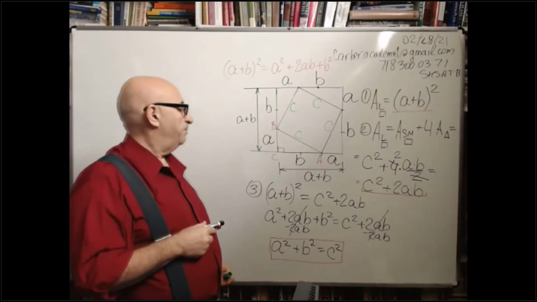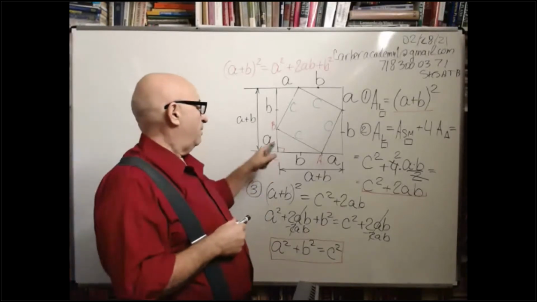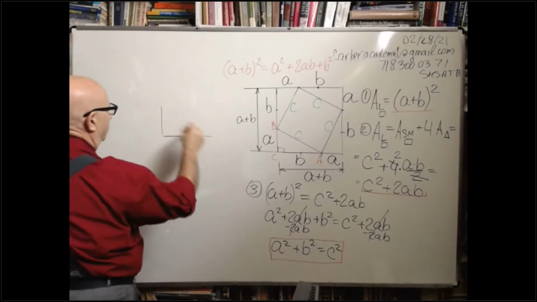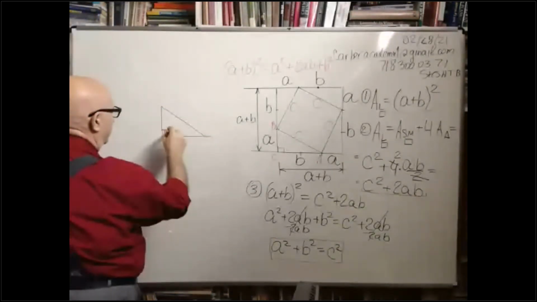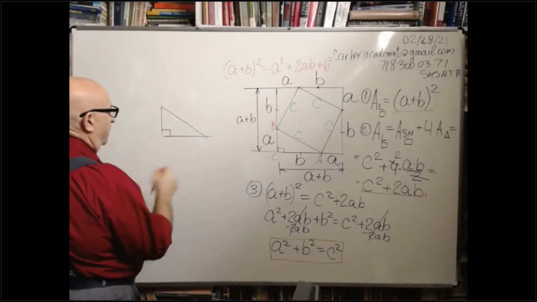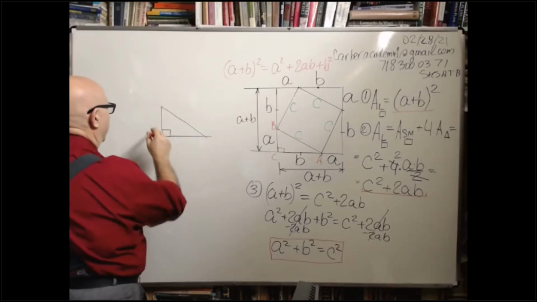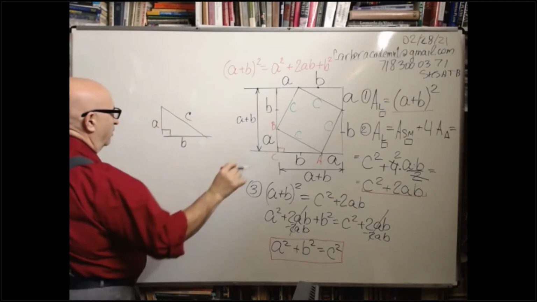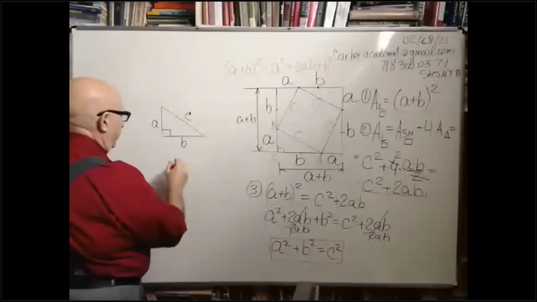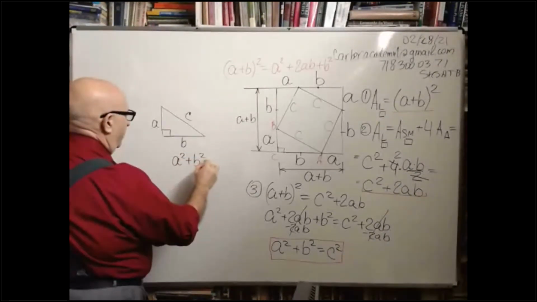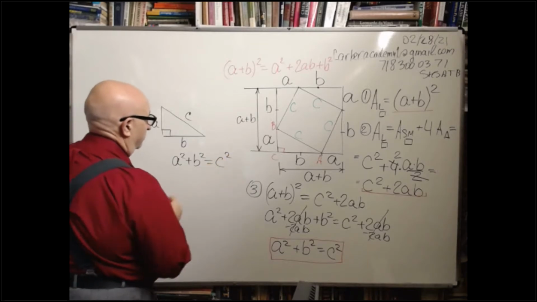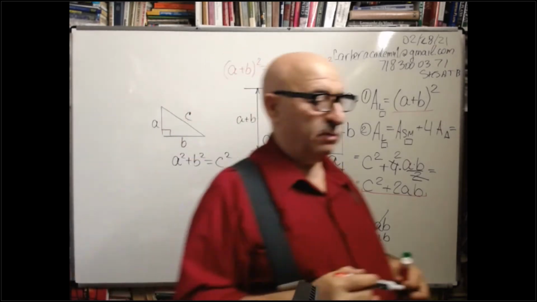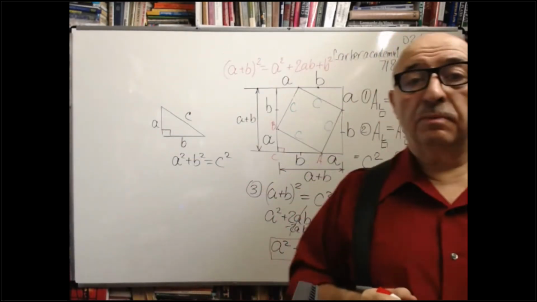According to Pythagoras, if you have any right triangle, and this angle is 90 degrees, if one side is A, doesn't matter which side, another is B, another is C, always for a right triangle, A squared plus B squared equals C squared. It was proven 2,500 years ago by Pythagoras.